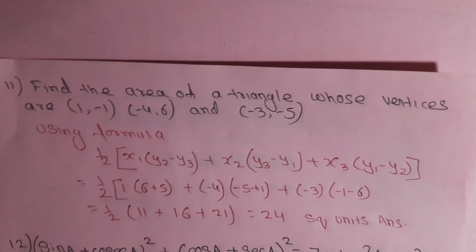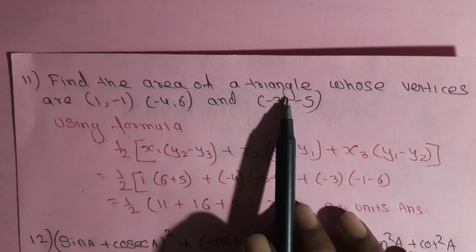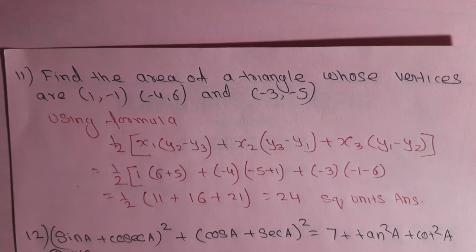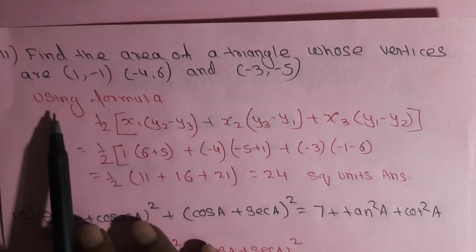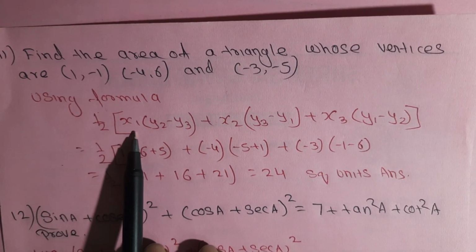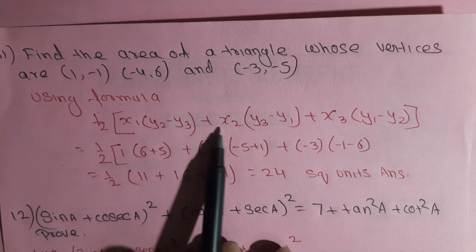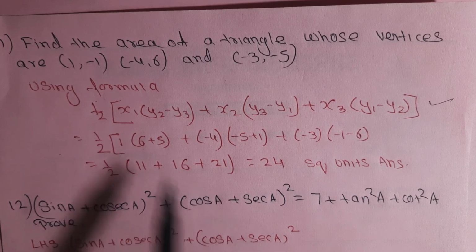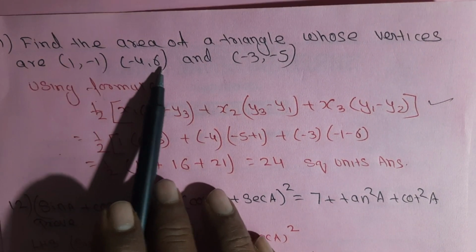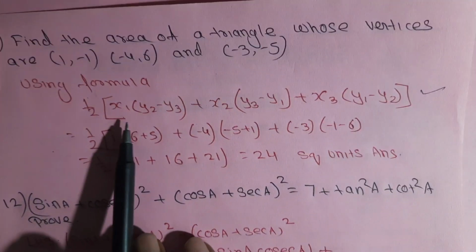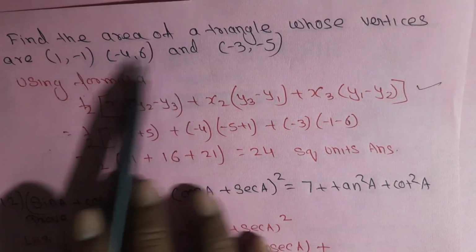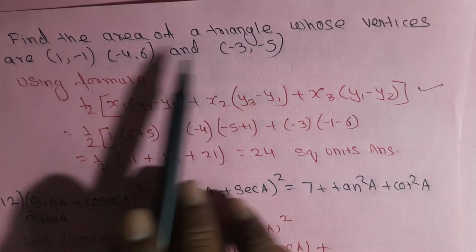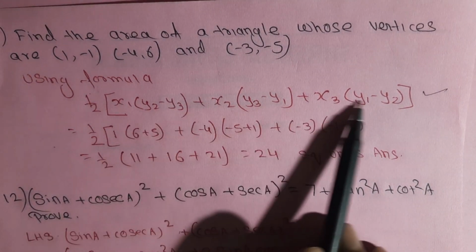Question number 11 is: find the area of a triangle whose vertices are these three. So we know the area of a triangle, from coordinate geometry, using the formula 1 by 2 x1 times (y2 minus y3) plus x2 and so on. This is the formula you have already done in the class. Just simply this is x1, y1, x2, y2, x3, y3. Now you just put the values here, wherever x1 is there, write this value, and y2 this and this. You just put the values.